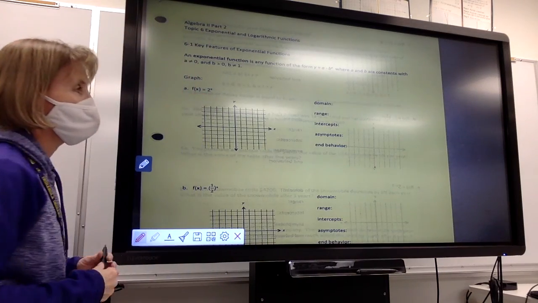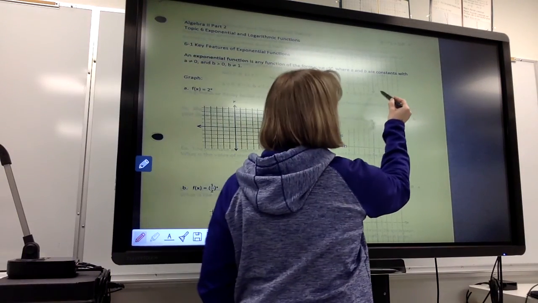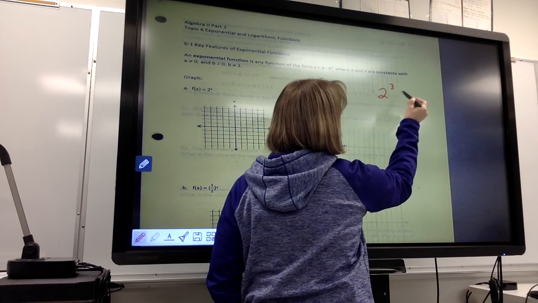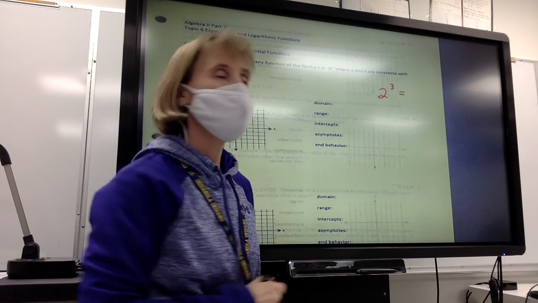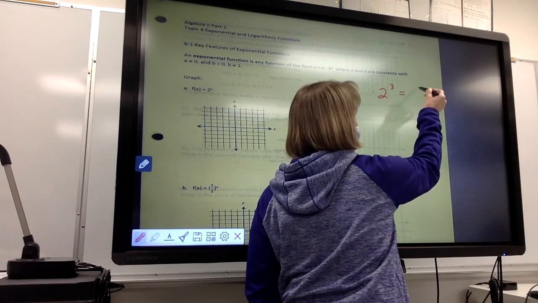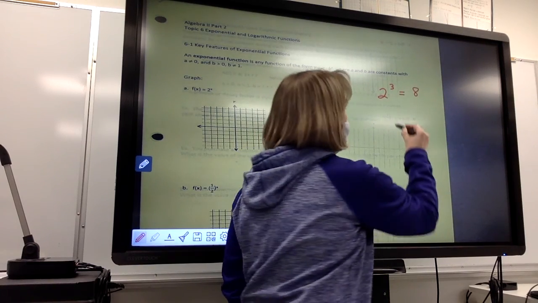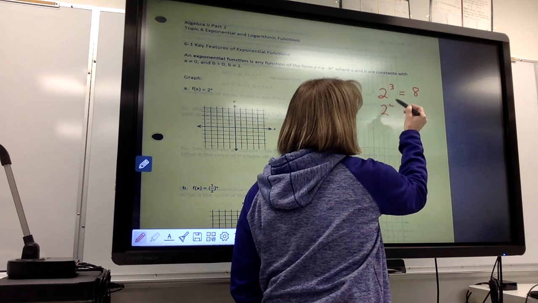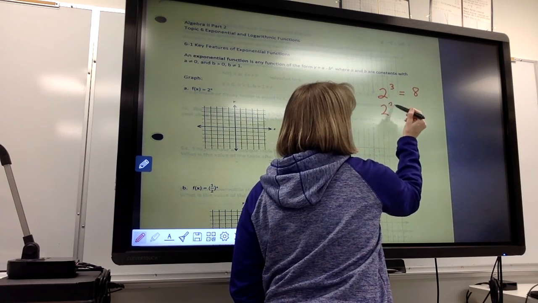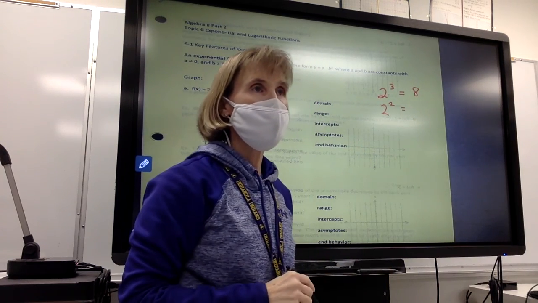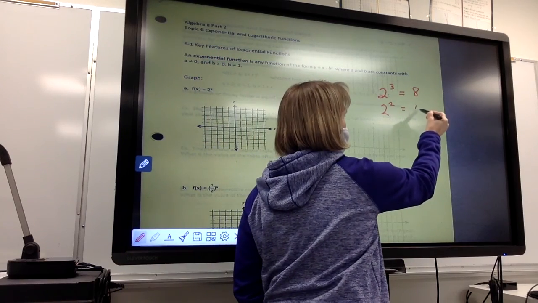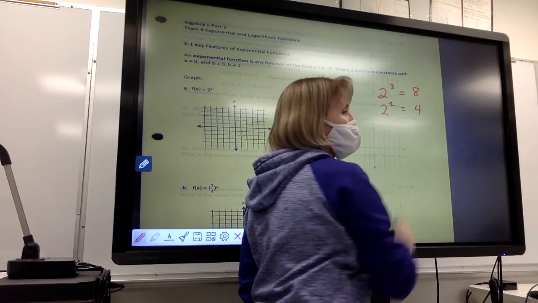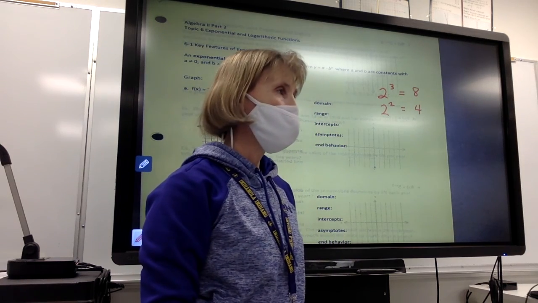I'm going to stop this a minute. I'm going to go back and say, all right, if we're looking at exponents, 2 to the third power, what does that equal? 8. 2 times 2 times 2, right? That equals 8. If I drop the exponent down by 1 and I say 2 to the second power, what's 2 squared? 4. How much did that go down by? It went down by 4.